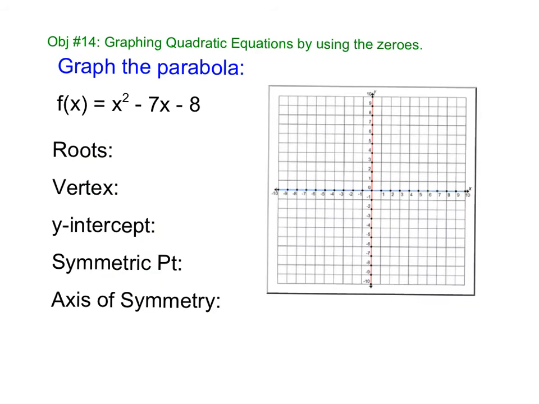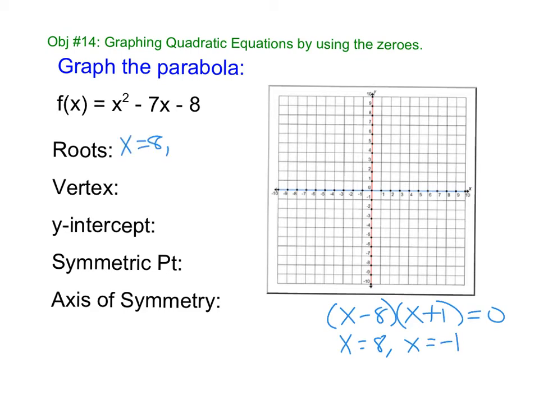This one's a little easier. All right, so the roots. The roots are on fire. It's a song from the 90s. So I factored it, set it equal to 0. I get 8 and negative 1. So x equals 8. x equals negative 1.